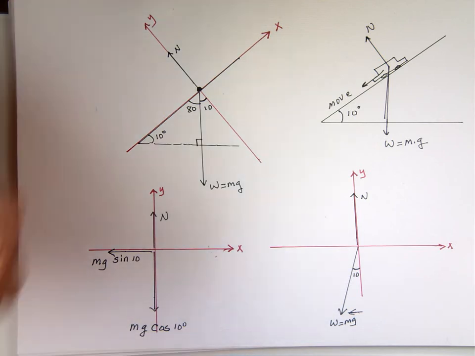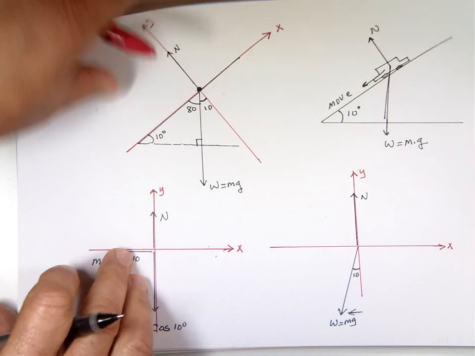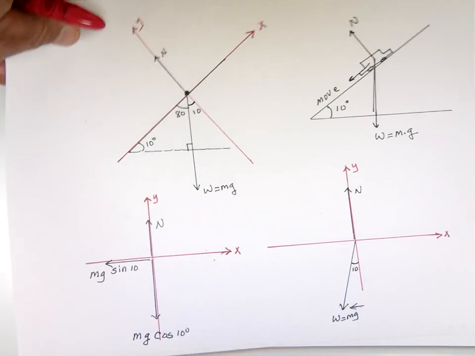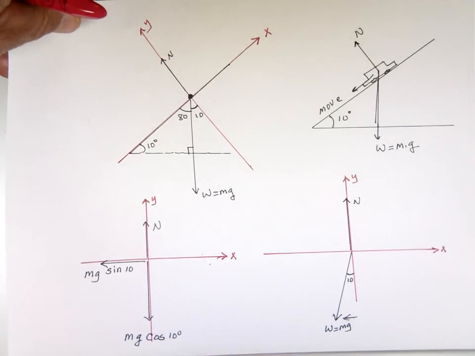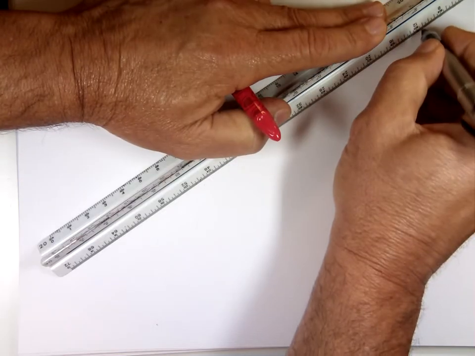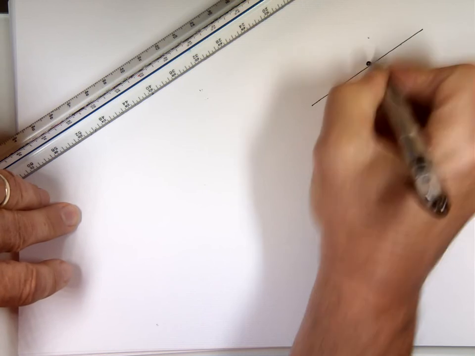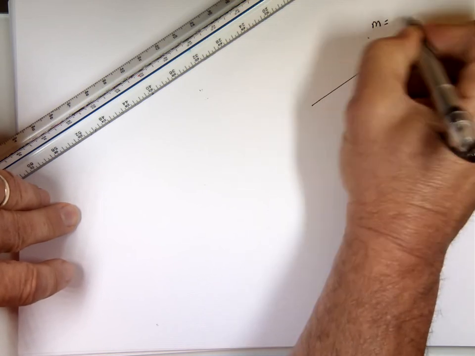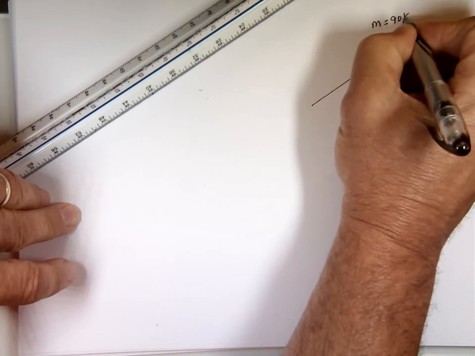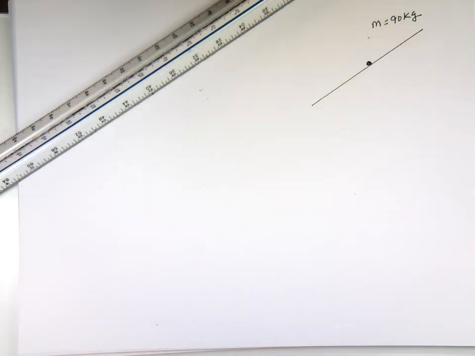Now if I said to you we have a car, I'll give you an example, climbing a hill, or sliding down the hill, or a skier coming down. I'll use a skier. We have a downhill skier. The mass of the person is 90 kilogram, close to about 190 pounds.